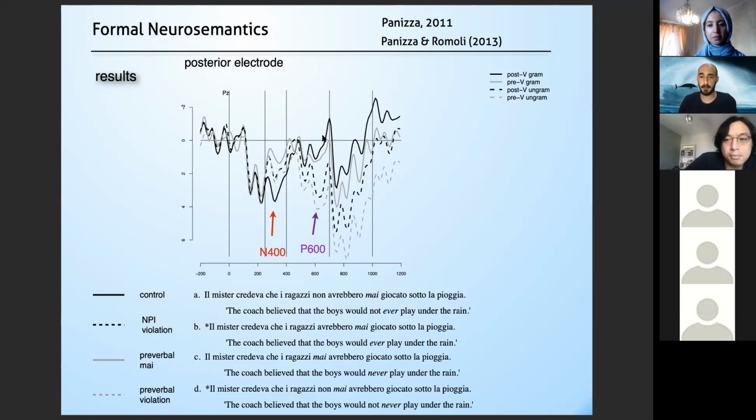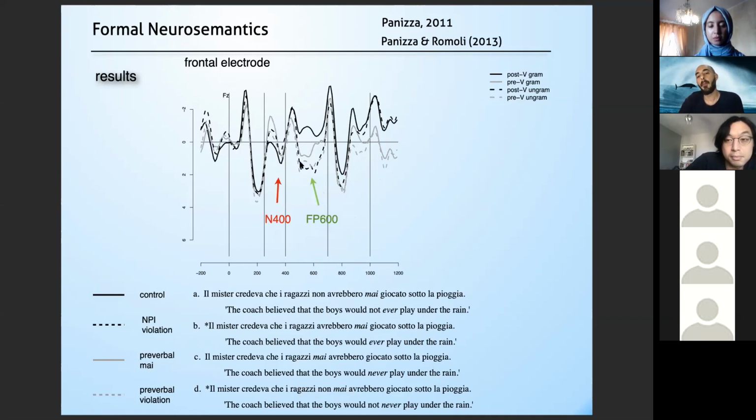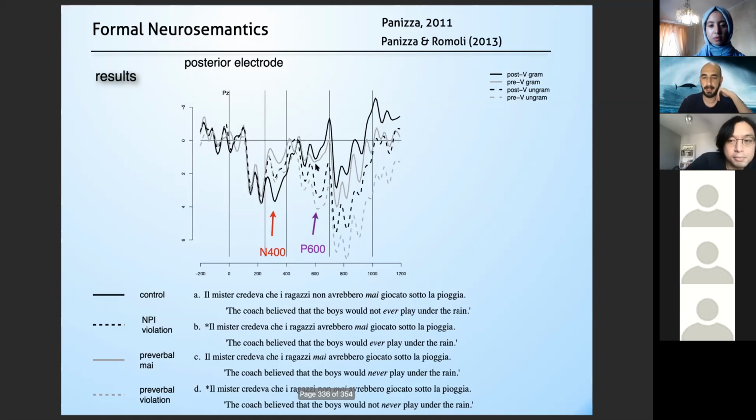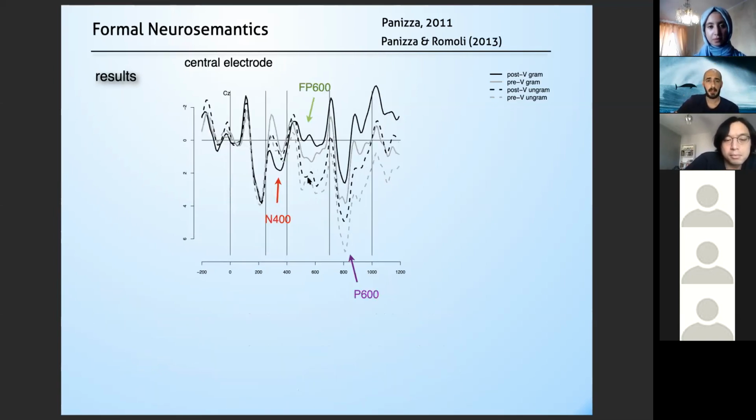But it's also good because this dissociates this classic P600 in posterior electrodes from the frontal P600 in anterior electrodes, because you see that here, all these three conditions are more positive than the control. But here, the two grammatical conditions are close to each other, and the two ungrammatical conditions are more positive. Okay? So, how to make sense of this? Oh yeah, and this is the central electrode, which is my favorite because you can see everything basically. You can see the N400, the frontal P600, and the posterior P600, but yeah.